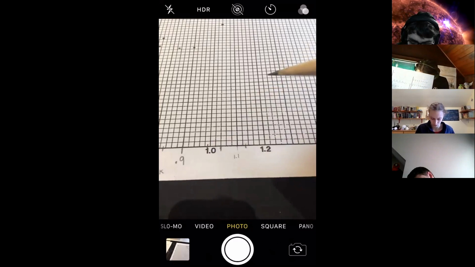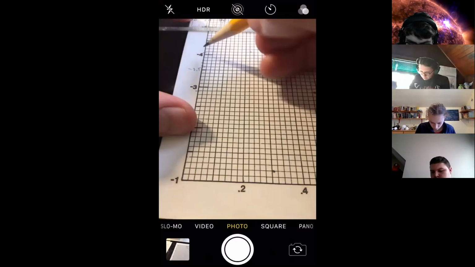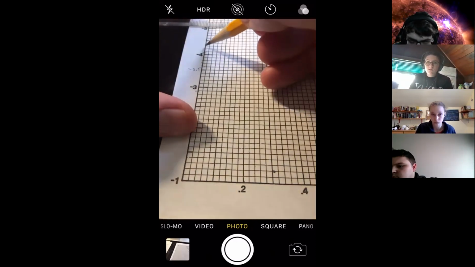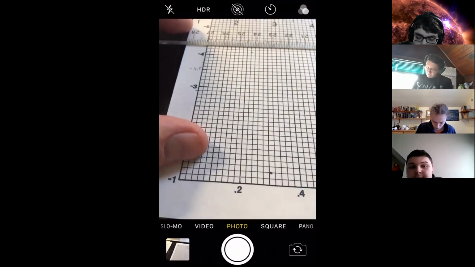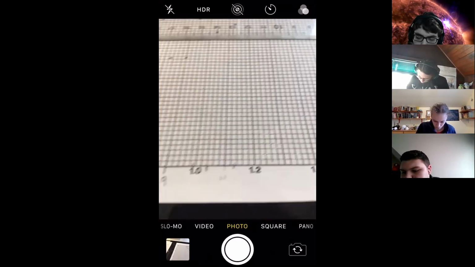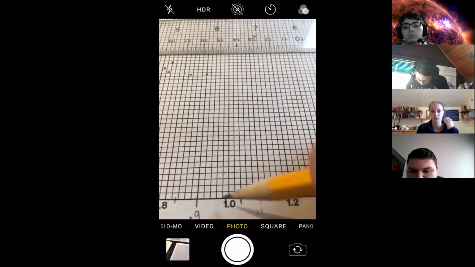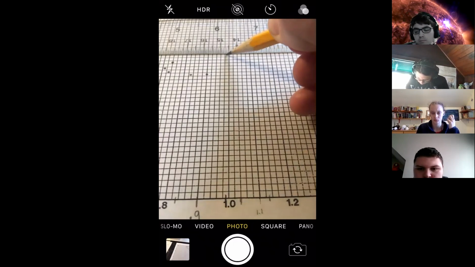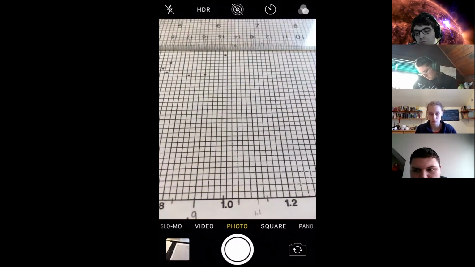0.99 and negative 4.27. So here's 0.99 right before 1, halfway between, and then negative 4.27. Negative 4.27 is getting close to negative 4.3. So I'll put my line at negative 4.3. And that was 0.99. So we got one more to go.